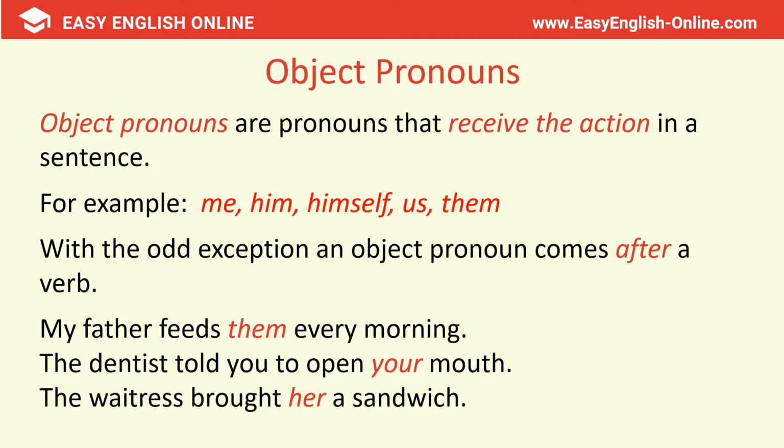So now let's look at object pronouns. What are these? Object pronouns are pronouns that receive the action in a sentence. So some examples of these are me, him, himself, us, them.